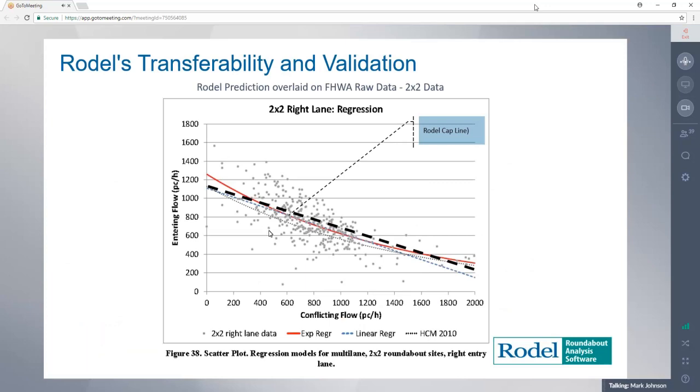Similarly, in the 2x2 multi-lane data, comparing Rodel's prediction to our U.S. data, it's right there in the wheelhouse of our U.S. data, not over-predicting.